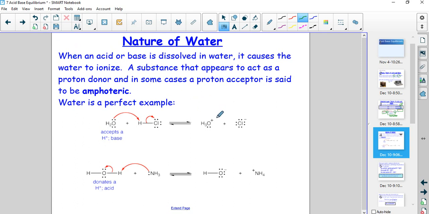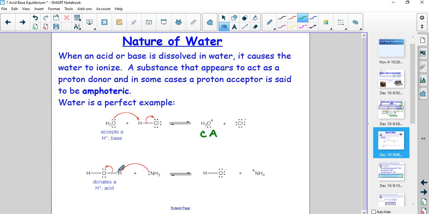Now, having had grade 11, you did, I'm sure, talk about the nature of water and how it is amphoteric. Water can behave as both a base and an acid. Look at our example here. We've already seen how water can behave like a base. It can accept a proton to become a conjugate acid.